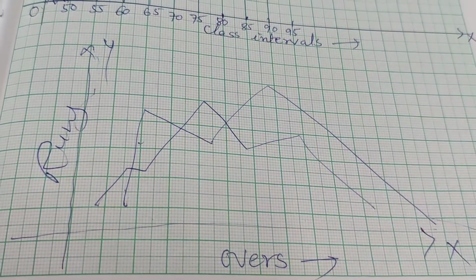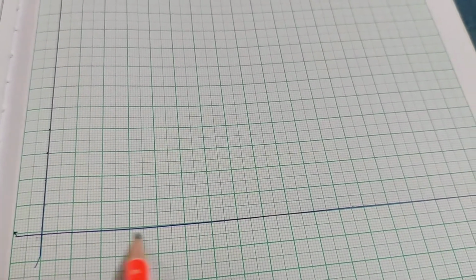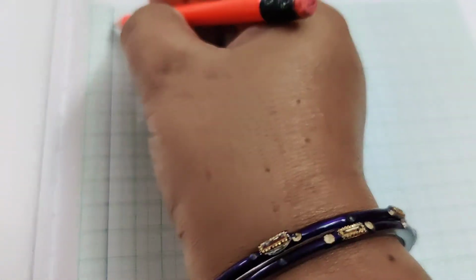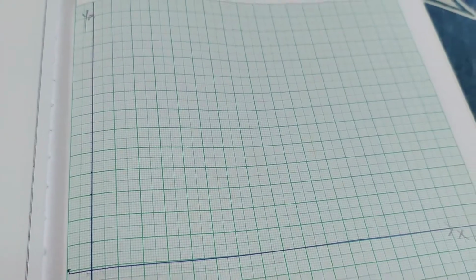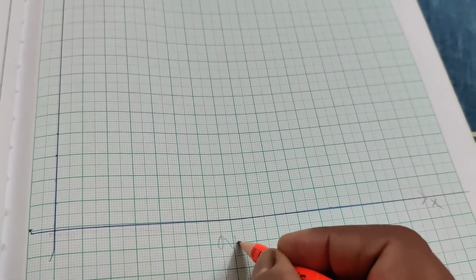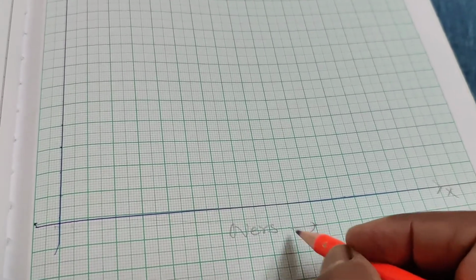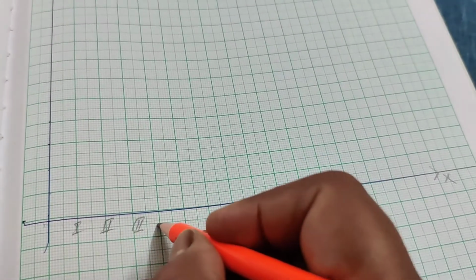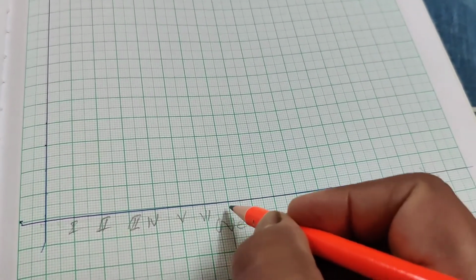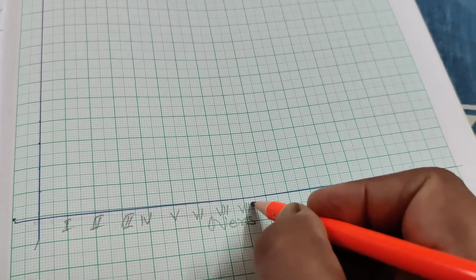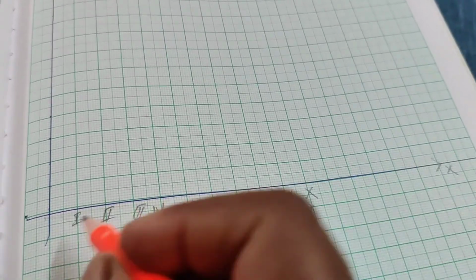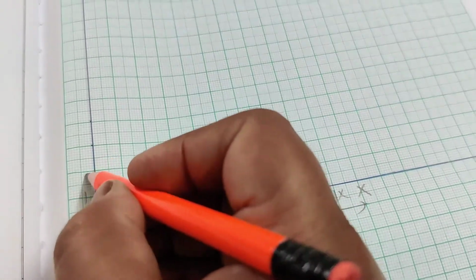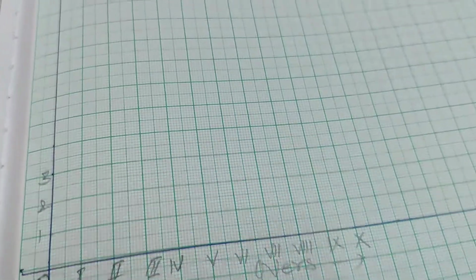Now see, draw these two lines, horizontal and vertical. Horizontal line is x-axis and vertical line is y-axis. Now taking overs on the x-axis. Okay, the first over, second, third, 4, 5, 6, 7, 8, 9 and 10. This is the origin. And the runs 1 to 12, 1, 2, 3 in each centimeter.